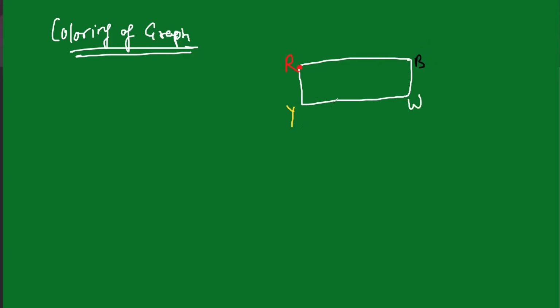No, I tell you, don't worry. How many colors you used here? Four colors. Such that no two adjacent have same color, right? This is coloring of graph. But if I ask you, how many minimum colors you can use to color this graph?